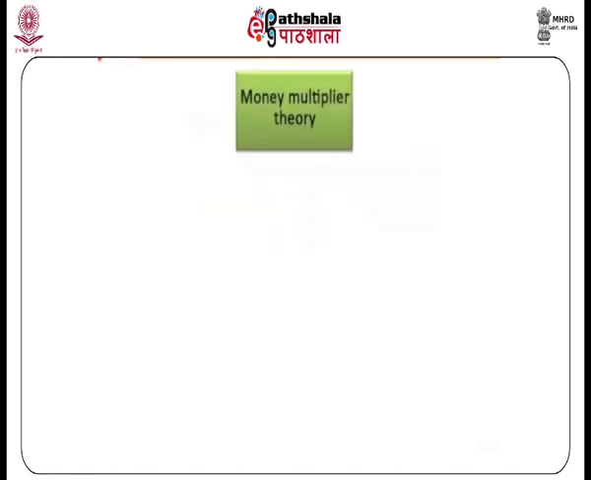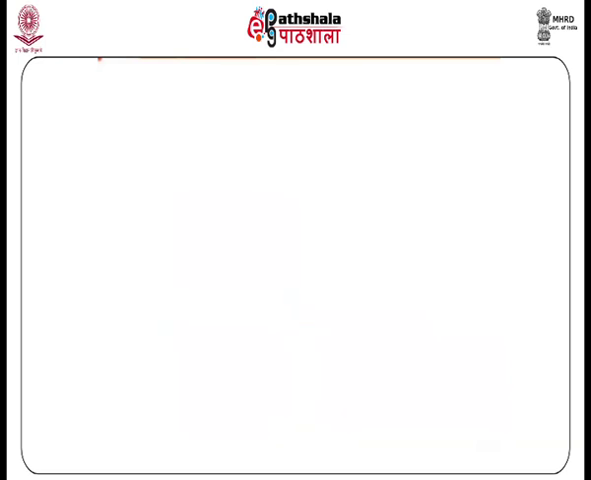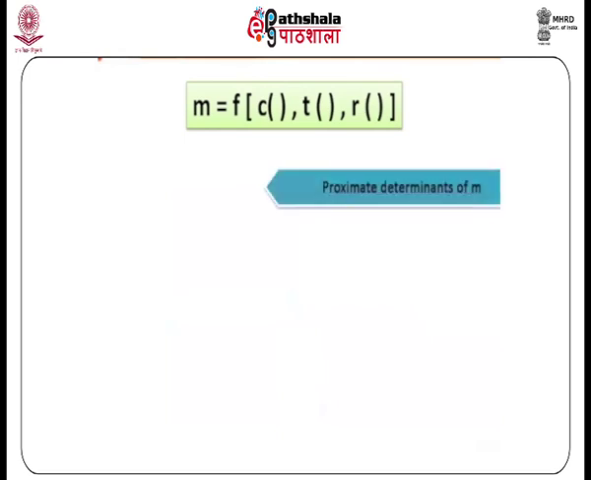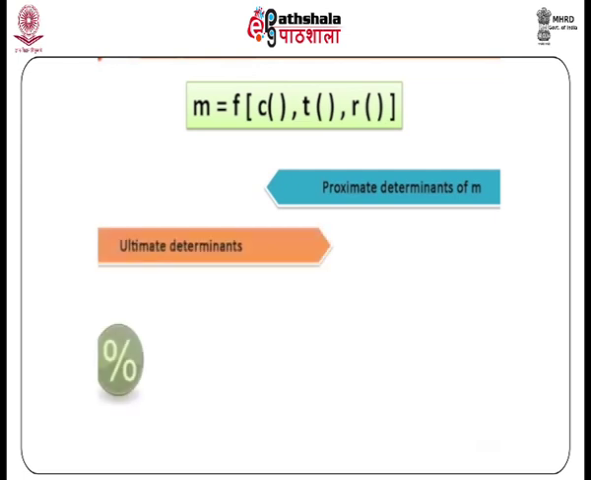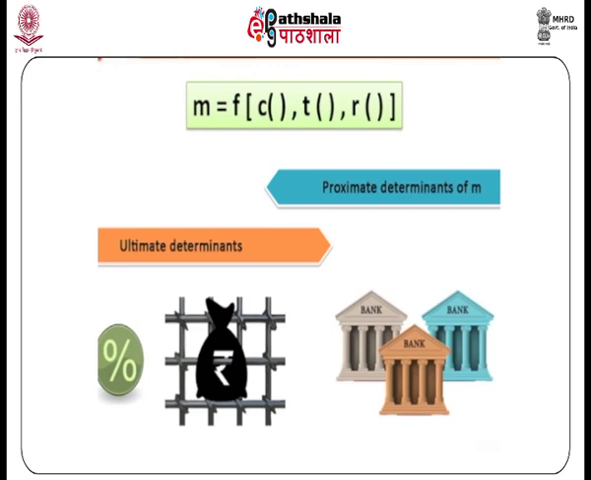The money multiplier theory thus decomposes all changes in the money supply M into two broad heads, changes in m and changes in H, but the changes in the money multiplier are multi-layered. The equation shows us that the proximate determinants of m, and therefore of money supply, are further affected by the ultimate determinants like several rates of interest, holdings of black money, spread of banking facilities, etc., which impinge on one or more of the asset ratios.